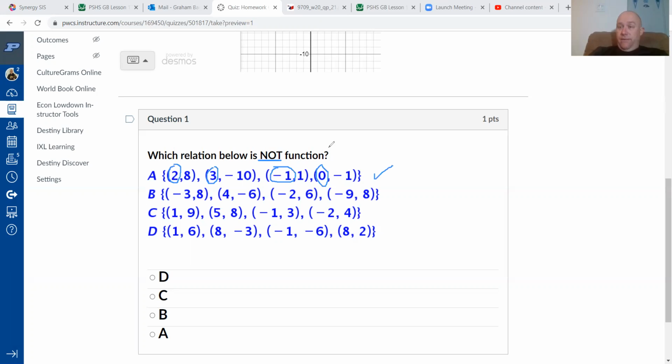This one says which is not a function. So you can go through each one individually and check, and then you should be able to pick out the correct answer based on that.